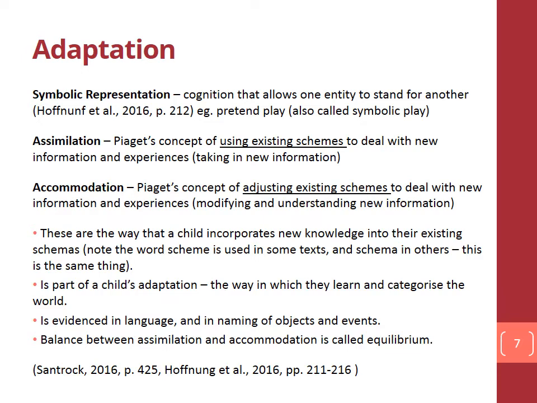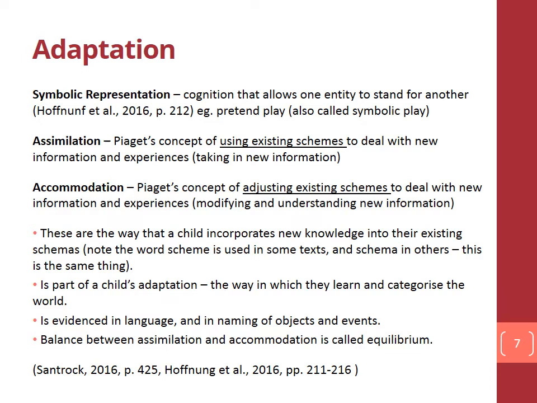These are the ways that a child learns new knowledge and incorporates it into their existing schemas. It's part of a child's adaptation, the way in which they learn to categorise the world, and also the way in which they learn. It's evidenced in language and in the naming of objects and events. And Piaget said that the balance between assimilation and accommodation is called an equilibrium.